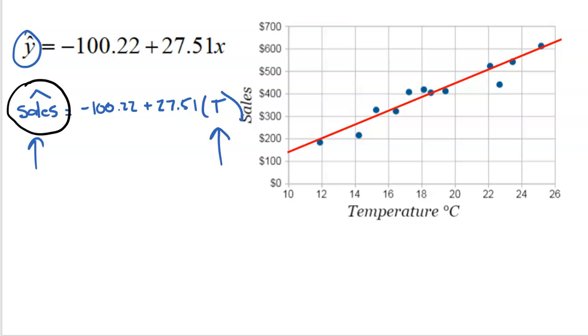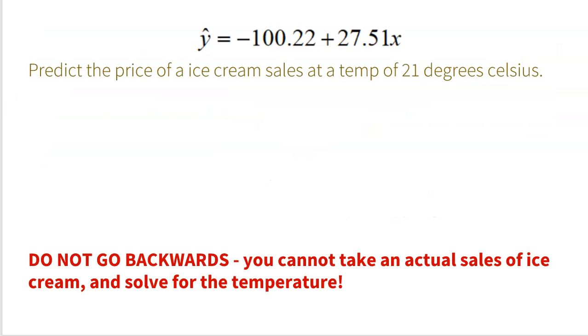Let's show how it's used. So once again, here is that equation, and maybe we say, hey, predict the price of ice cream sales at a temperature of 21 degrees Celsius. Okay, well, this is easy. So the predicted sales of ice cream, Y hat, is negative 100.22. Always show your work, even when it's easy. Come on. Plus 27.51 times 21.